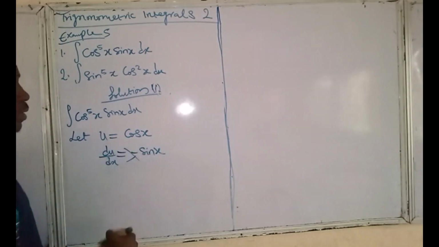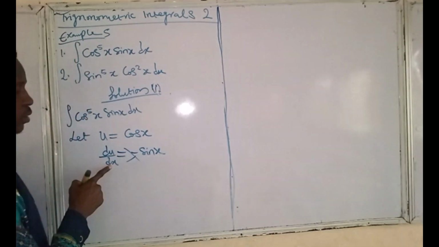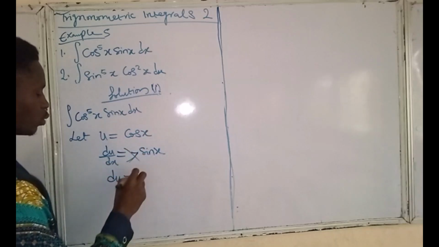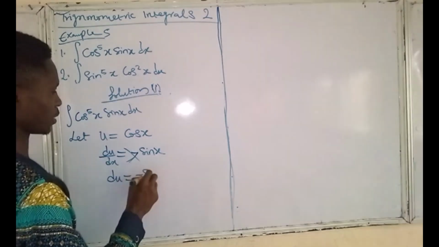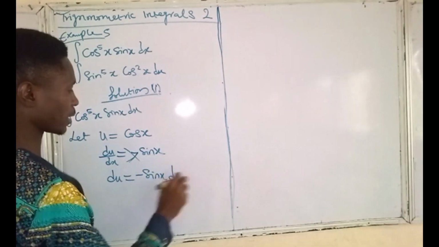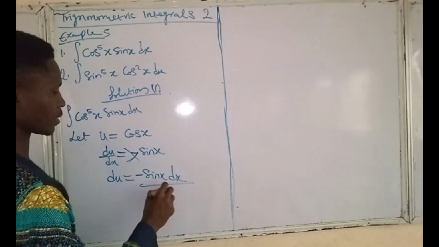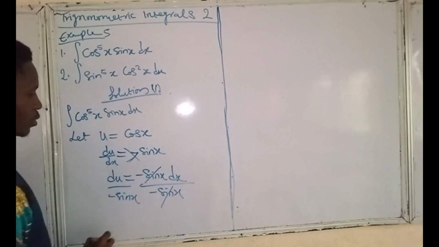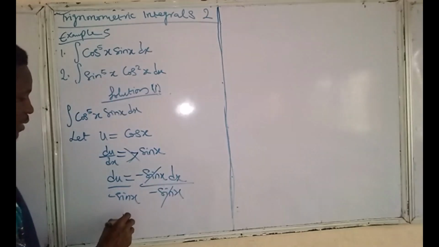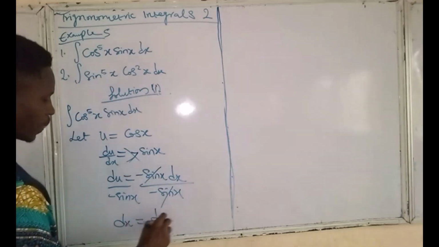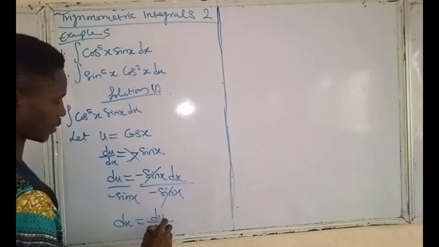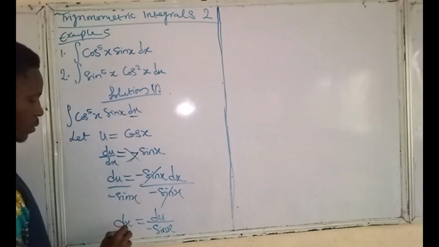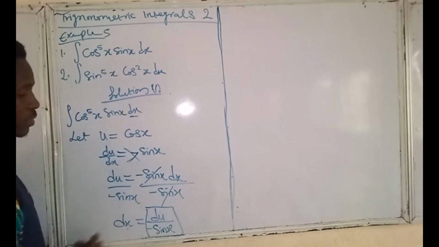So we cross multiply. We are trying to make dx the subject of the formula. So by cross multiplying, we have that du should be equal to minus sin x dx. So we divide both sides by minus sin x. So this cancels out. We have dx alone. So dx is equal to what? du over minus sin x.